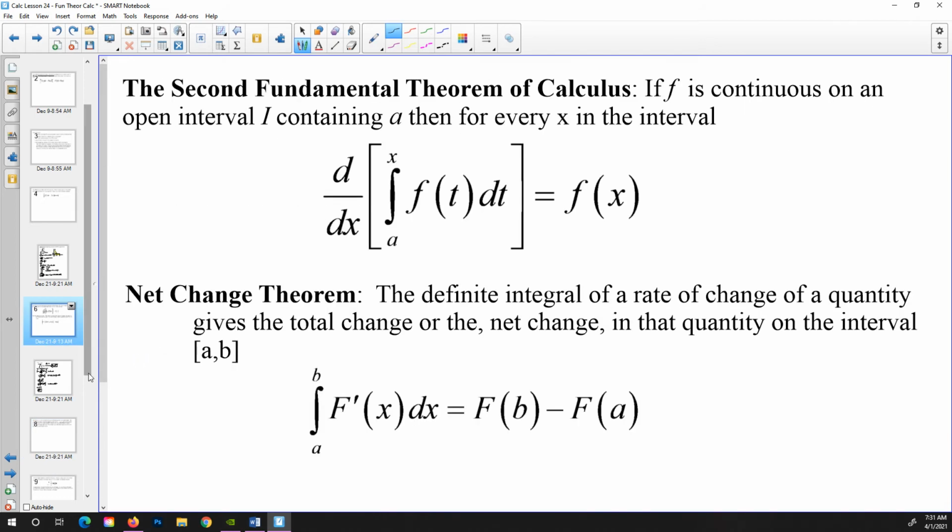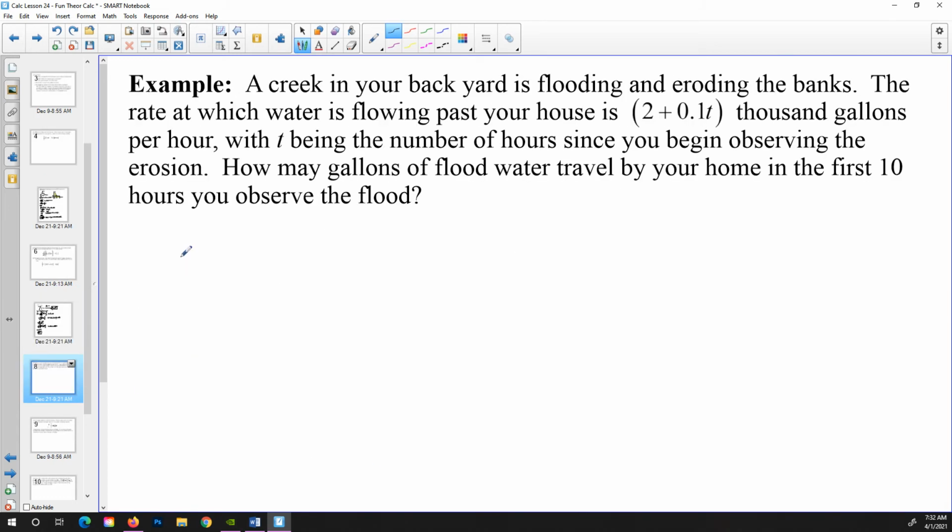So this is an instance of the net change theorem. We're trying to figure out the total net change of a function that is itself changing. So essentially what we're doing is we are going to say that the net change in water is going to be the integral from 0 to 10 of this 2 plus 0.01t with respect to time.